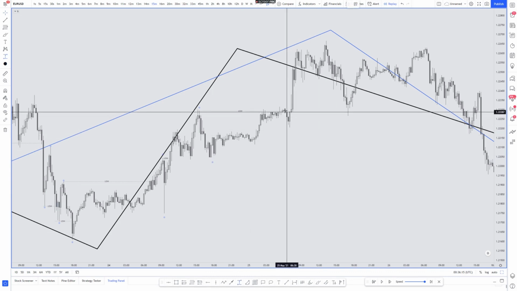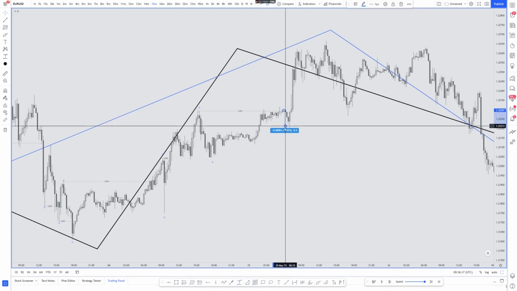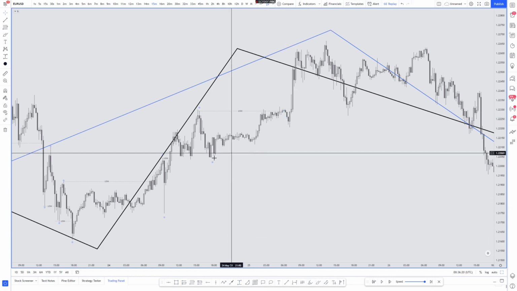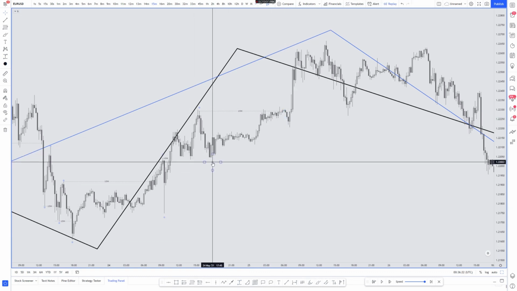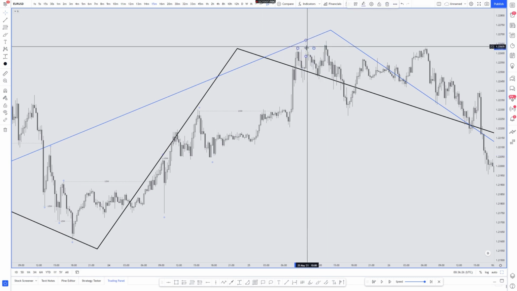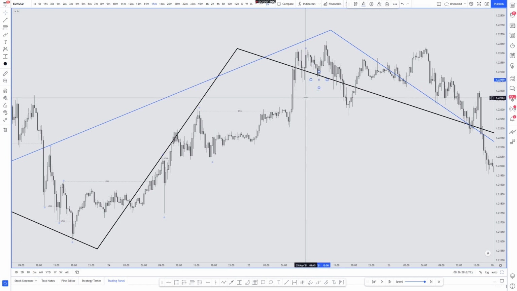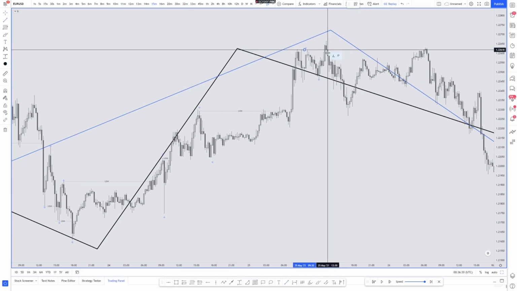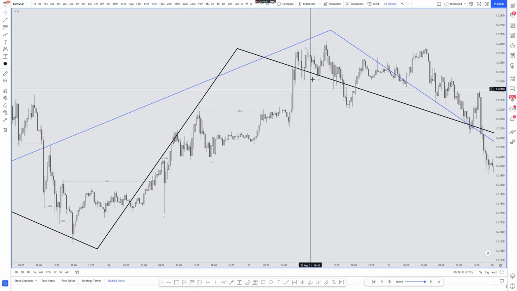Now, speaking of this, again, not enough of a pullback, so we can basically call structure the end of this impulse. And you do have enough of a pullback here. It's probably roughly 15-20 pips.